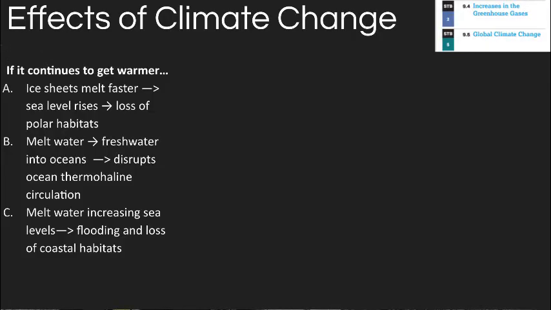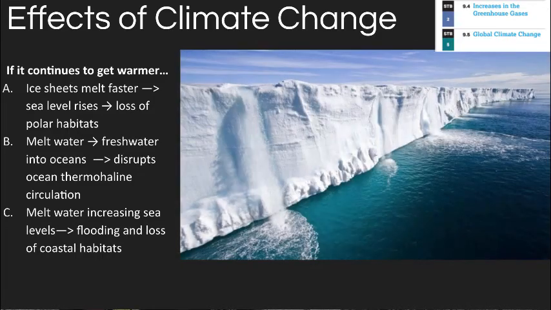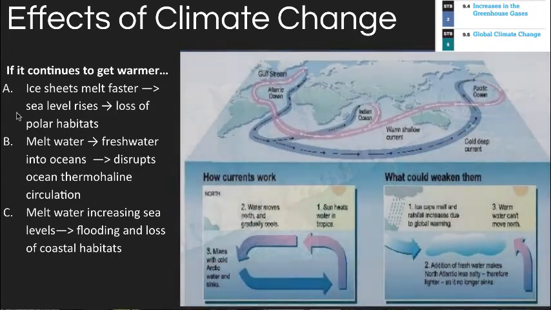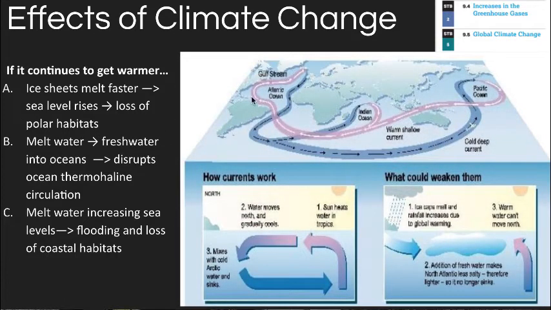What are the effects of a changing climate? So we stand to reason that while temperatures are increasing and they're being measured to be increasing, if the planet continues to warm, what are the likely consequences of that? And so we'll go through each one of these. If it gets warmer, ice sheets melt, sea level rises, and we are bound to lose some polar habitat as a result. This melting ice also creates more meltwater, which is going to disrupt our thermohaline circulation, right?